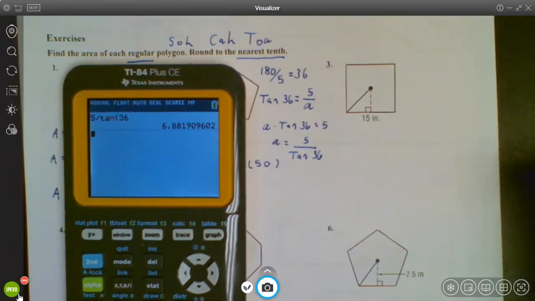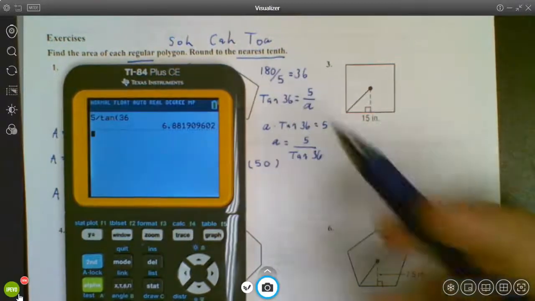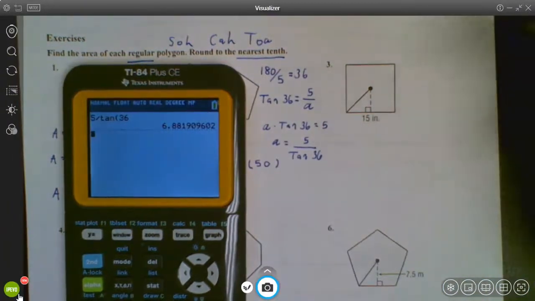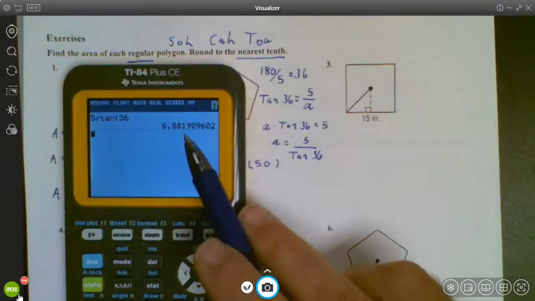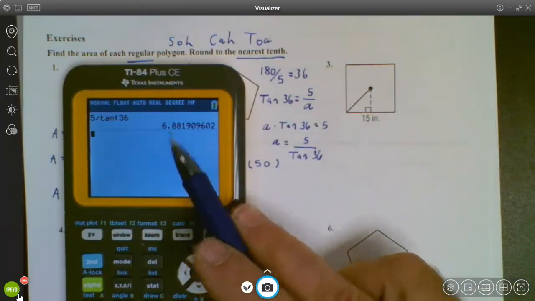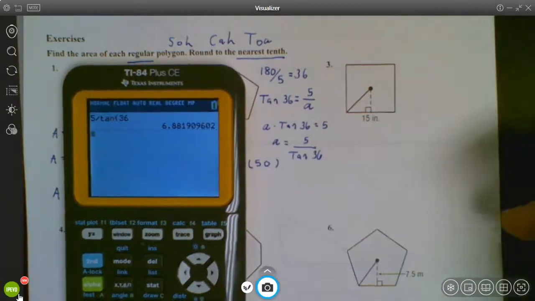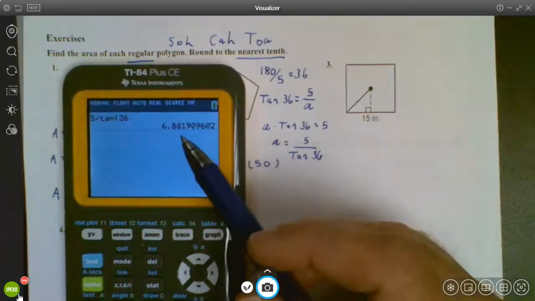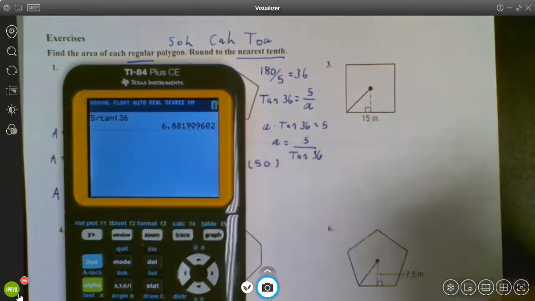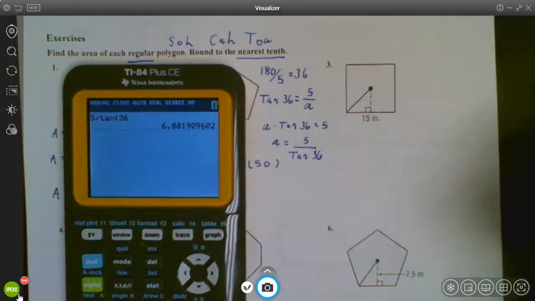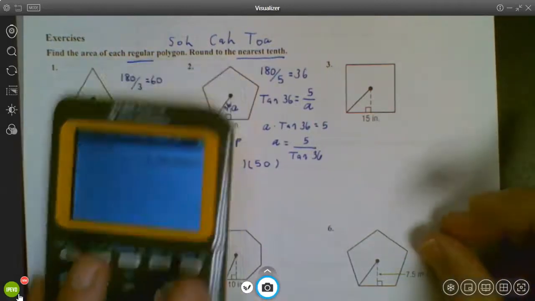So guys, this brings me to a really important point that I want you to consider. We're rounding to the nearest tenth, but not till the end of the problem, right? I want to go a little deeper on this just for the sake of accuracy. If I round to the nearest tenth now, it might affect my overall answer. So don't do that too early in the problem. I always encourage you guys to go 3 decimal places within the middle of the problem. So I would actually write this as 6.882 for the apothem.